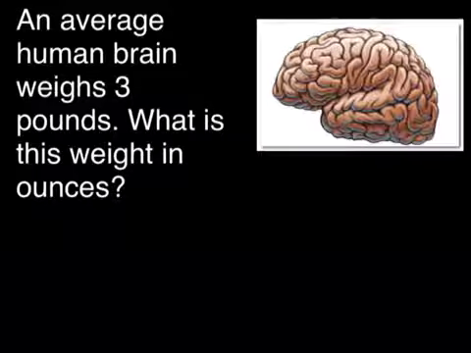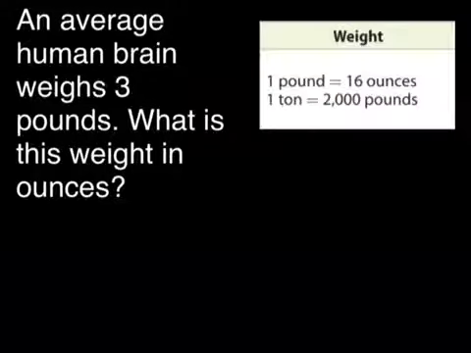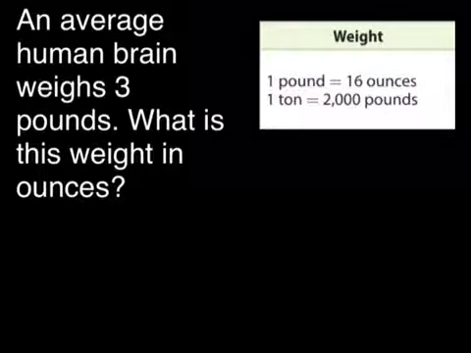Okay, so a pretty straightforward problem. An average human brain weighs 3 pounds. What is this weight in ounces? First, we'll need to remember that 1 pound equals 16 ounces. And then we can use a table. There's lots of ways we can solve this. Today I'm going to show how to solve these types of problems using tables.